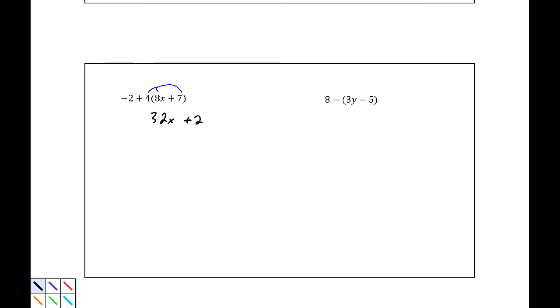That would be 28. Now I'm going to bring down the minus 2 so that this becomes negative 2 plus 32x plus 28. Now I'm going to combine like terms. I have the negative 2 plus 28. Those are both constants. So that this becomes 32x, and then negative 2 plus 28 is 26. So 32x plus 26.